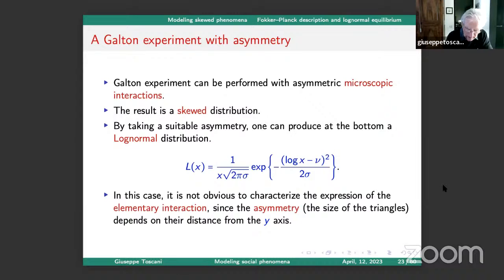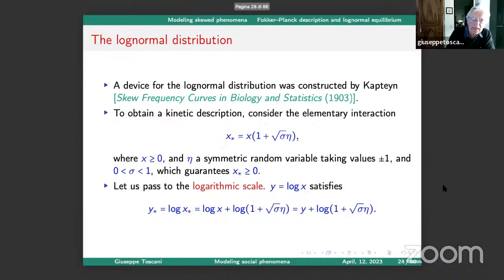For the simple reason that historically, just after Galton's book about natural inheritance, there was an experiment constructed by Kapteyn in his book, Skew Frequency Curves in Biology and Statistics. That is exactly, let's say, 120 years ago, in which he produced a board able to distribute balls according to the log normal distribution. And let me explain, since this experiment is really interesting.